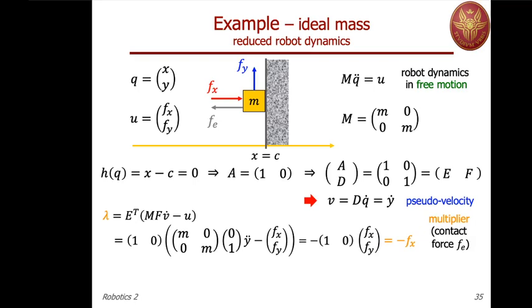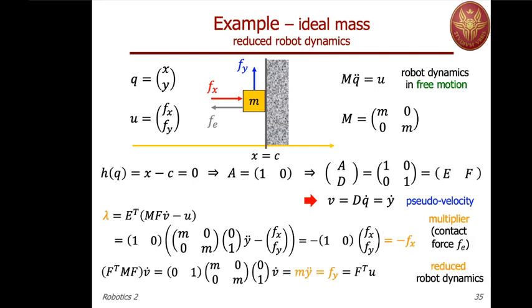So the contact force will have the opposite sign, assuming that we remain constrained to this flat surface at x equals c, so that the physically unilateral constraint is being treated as a bilateral constraint. So the mass cannot enter into the environment and cannot leave the contact with the environment. If it leaves, then you don't need the reduced robot dynamics, you need to resort to the full robot dynamics in free motion, so the equation that you see on top right, M q double dot equals u. So same situation as before indeed.